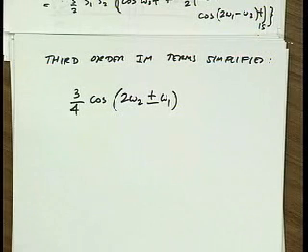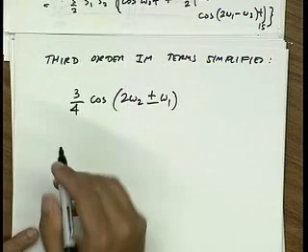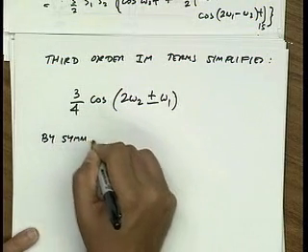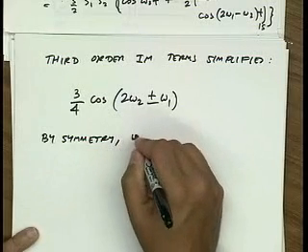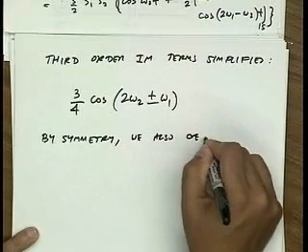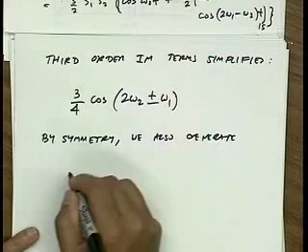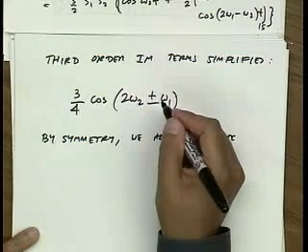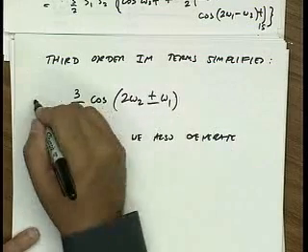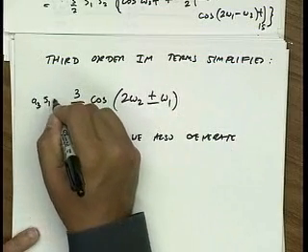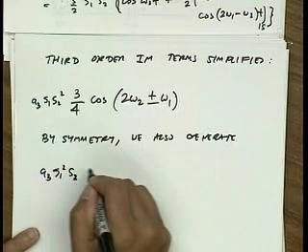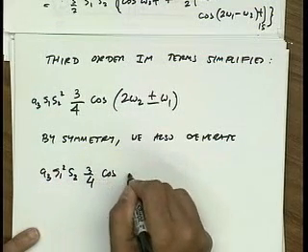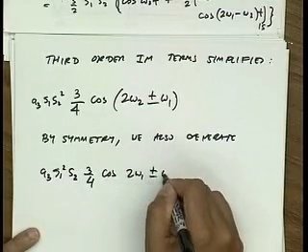Okay? And so by symmetry, I can just rearrange coefficients. We also generate, so this one has A3 S1 S2 squared. This one will be A3 S1 squared S2 3/4 cosine 2 omega 1 plus or minus omega 2.